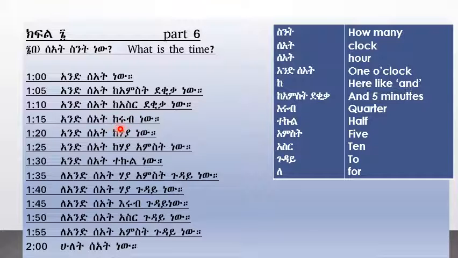Or else use ከሩብ, most of the time ከሩብ. አንድ ሰዓት ከሩብ ነው. አንድ ሰዓት ከ20 ነው. You can omit the minutes, ደቂቃ, if you want. አንድ ሰዓት ከ25 ነው. አንድ ሰዓት ተኩል ነው. Here you don't say ከተኩል ነው. አንድ ሰዓት ተኩል ነው.